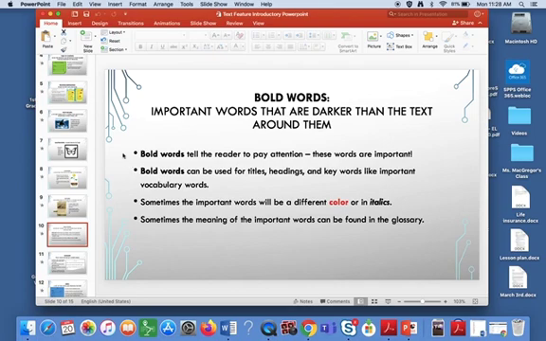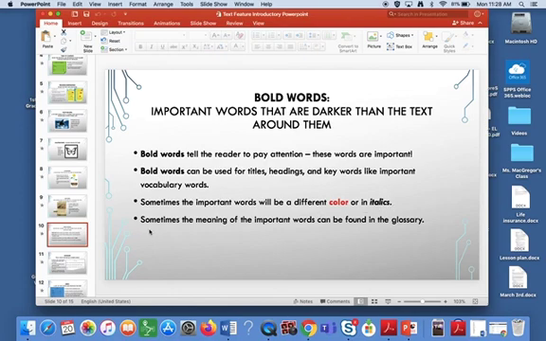The next text feature is bold words. Bold words are important words that are darker than the text around them. Bold words tell the reader to pay attention. These words are important. Bold words can be used for titles, headings, and keywords like important vocabulary words. Sometimes the important words will be in a different color or in italics. That's kind of like a slanted font that sets it apart.